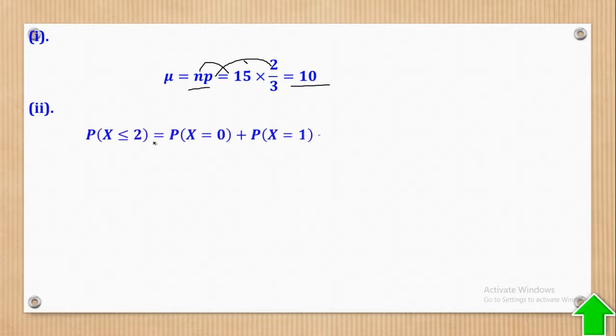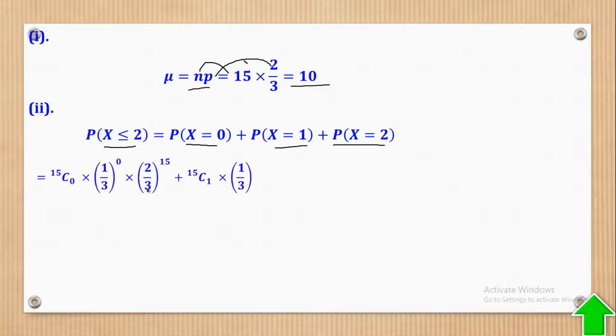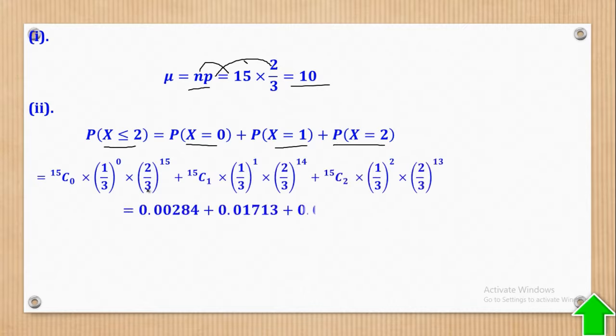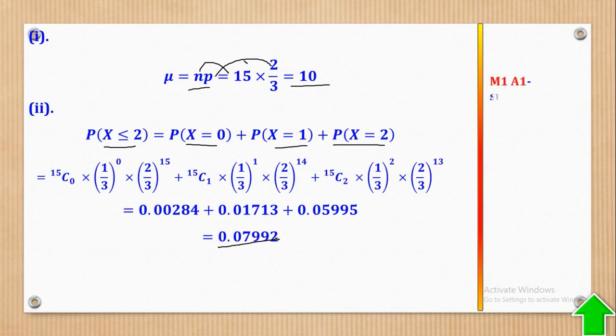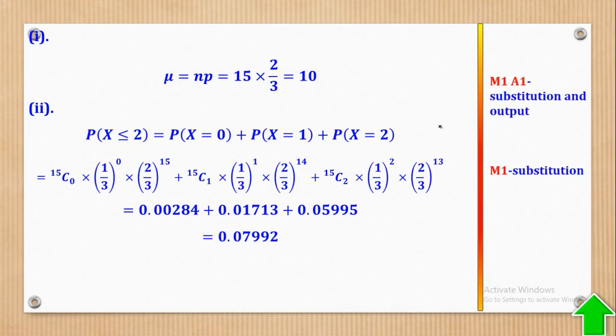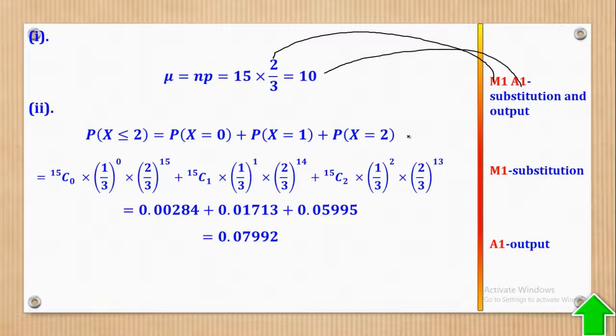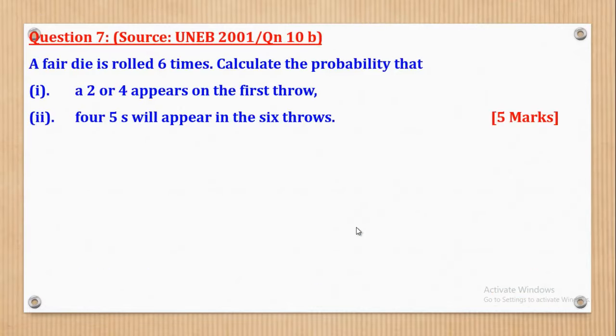Then Roman 2, they want the probability of x less than or equal to 2, which is 0, 1 and 2. Therefore when I substitute using the binomial formula and use the calculator, I'll come up with my probability of 0.07992. So basically that is what they wanted. Now let's see how much can be awarded. M1 substitution, A1 output, substitution, output. So that was question 6.